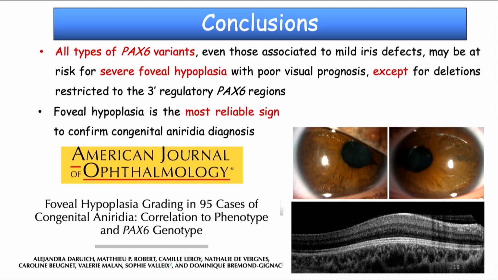So the conclusion for this first study was that all PAX6 variants associated with a mild defect may be at risk of severe foveal hypoplasia and poor visual acuity. And really, foveal hypoplasia is the most reliable sign to confirm a congenital aniridia diagnosis, PAX6 related, of course.